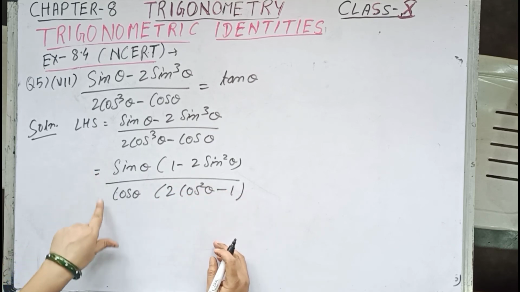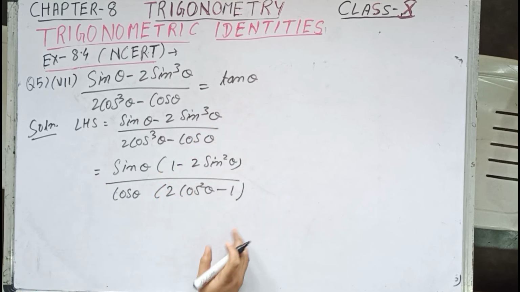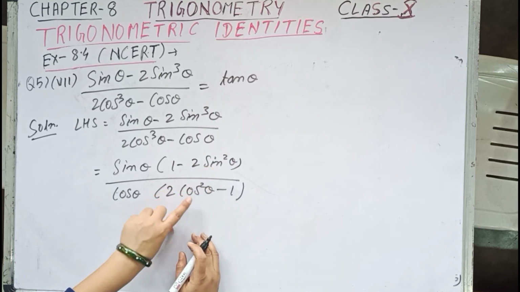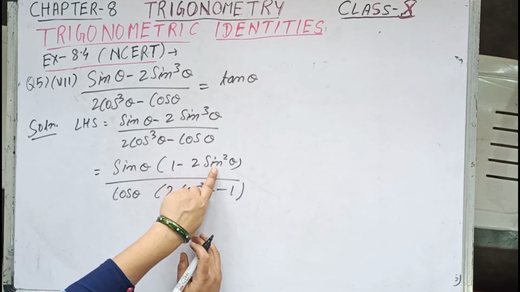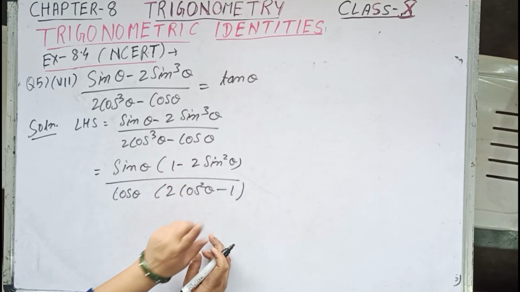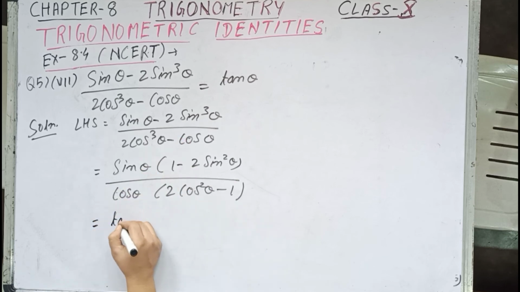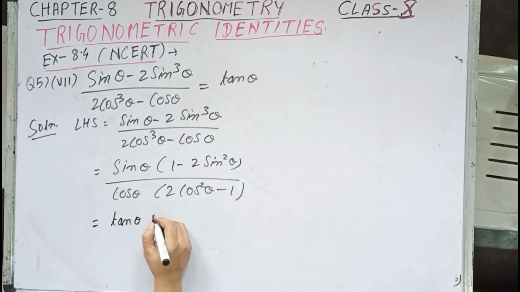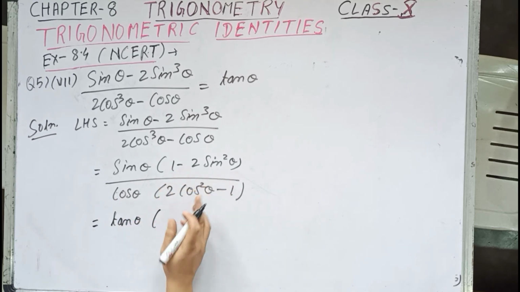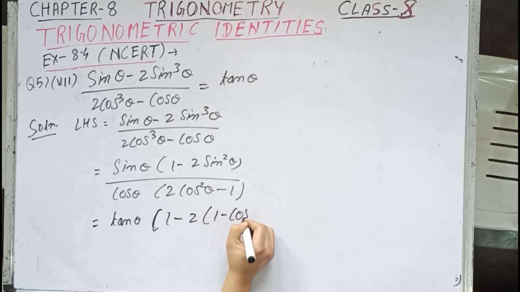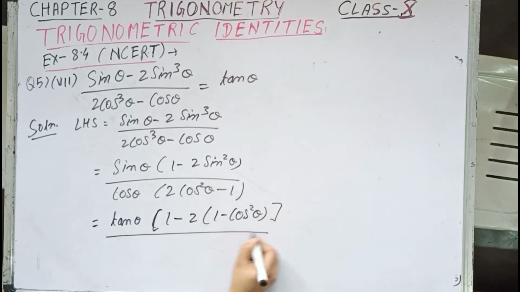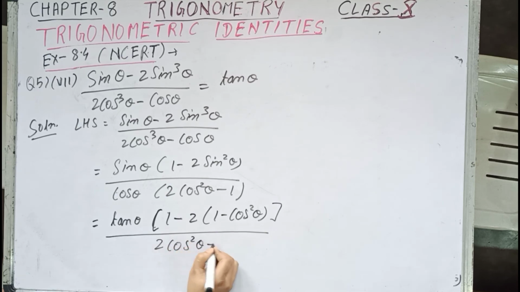Now children, over here sin theta by cos theta is tan theta, which is RHS. So obviously this term will be cancelled. So how you will cancel? Either you change sin to cos or cos to sin. I mean change the numerator in terms of cos, or this cos in terms of sin. These two terms will be cancelled and you will be getting RHS. So this I can write as tan theta. Sin theta by cos theta I am writing as tan theta, and I am changing the numerator only. So I will be writing over here 1 minus 2 times (1 minus cos square theta), since sin square theta is 1 minus cos square theta, divided by 2 cos square theta minus 1.